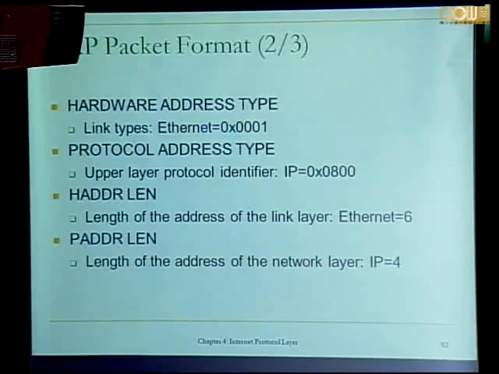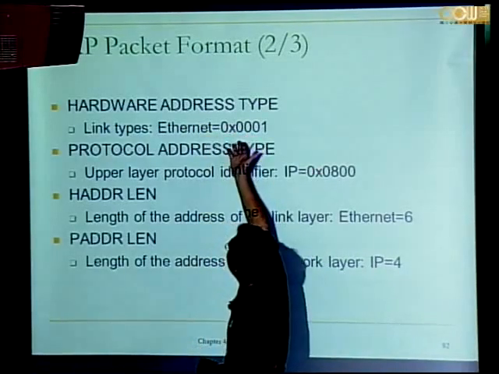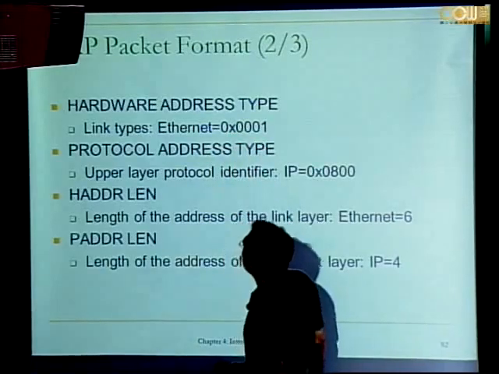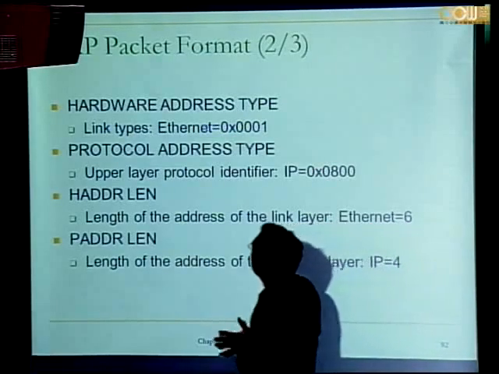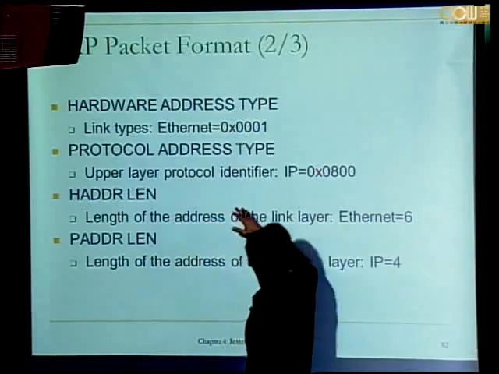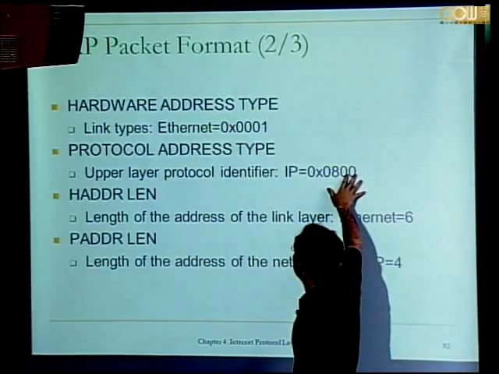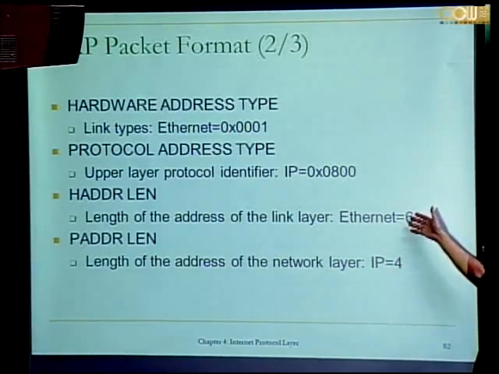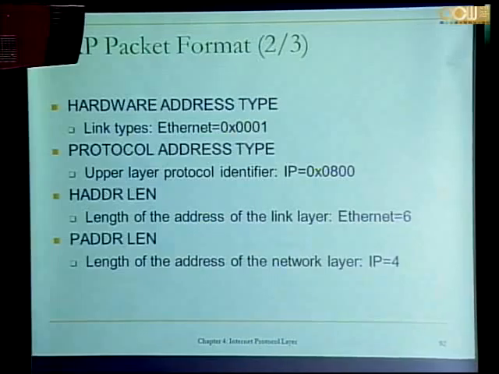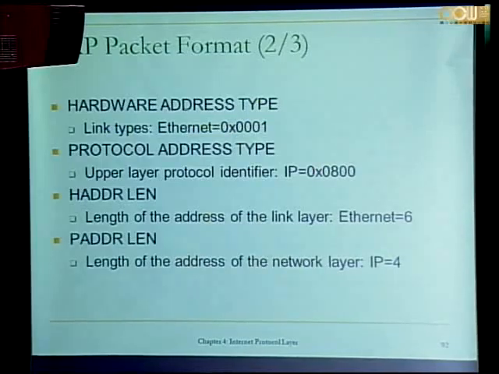Okay. So the hardware address type: if this is Ethernet, there's a number that stands for Ethernet. If it's wireless, then there's another number. So that stands for which link protocol. Okay, and then the upper layer, the protocol address type, which if it's IP, then you fill in this number. And length, for IP, it's 4 bytes. For MAC address, it's 6 bytes. So you fill up the header fields according to this.